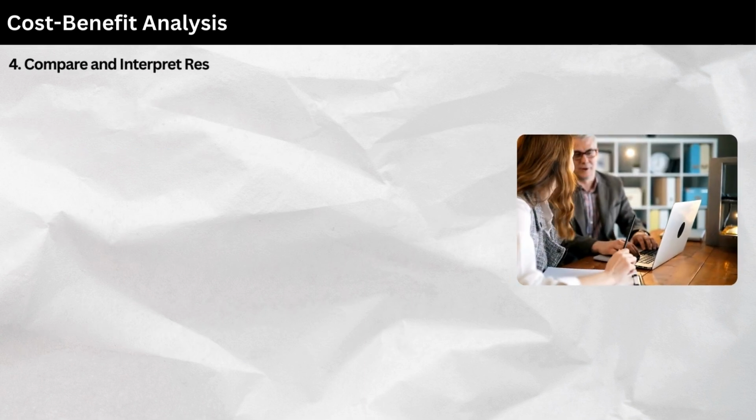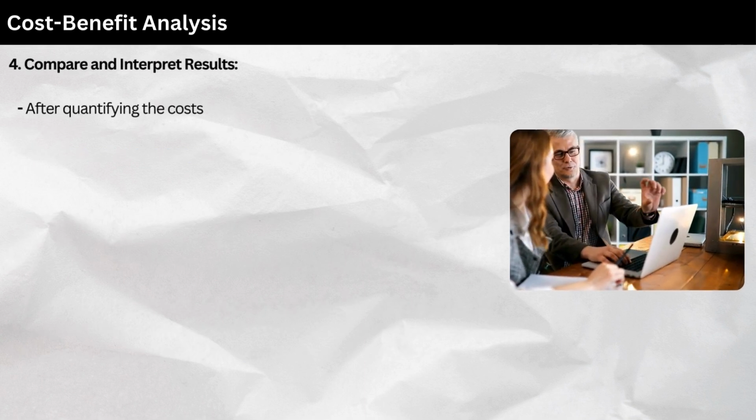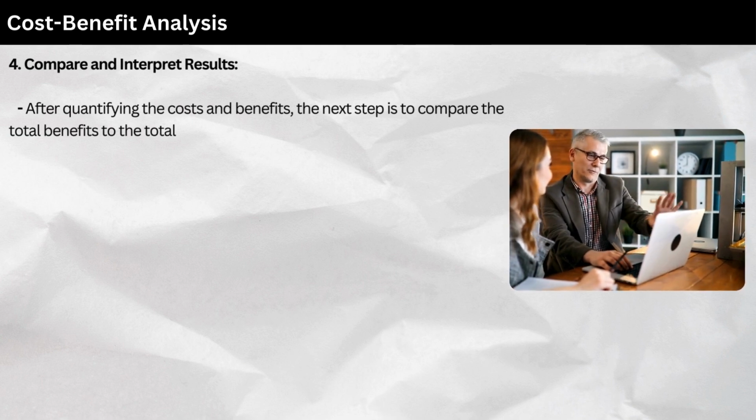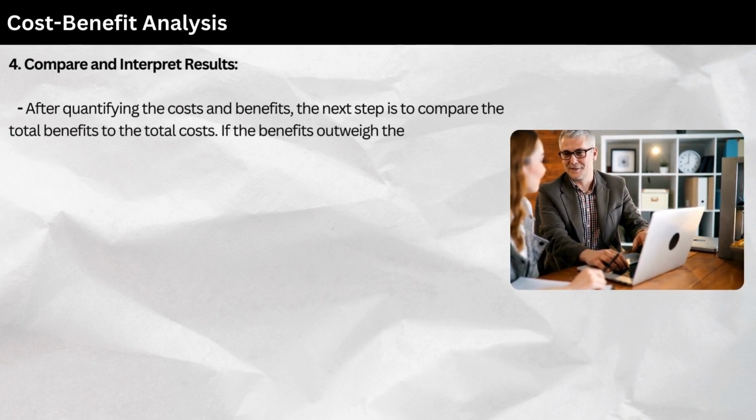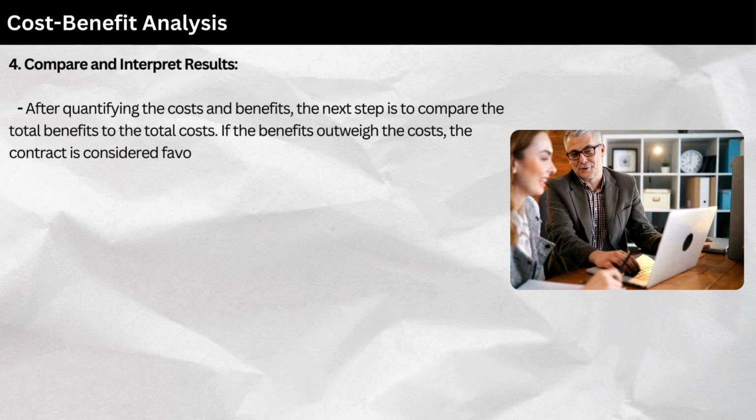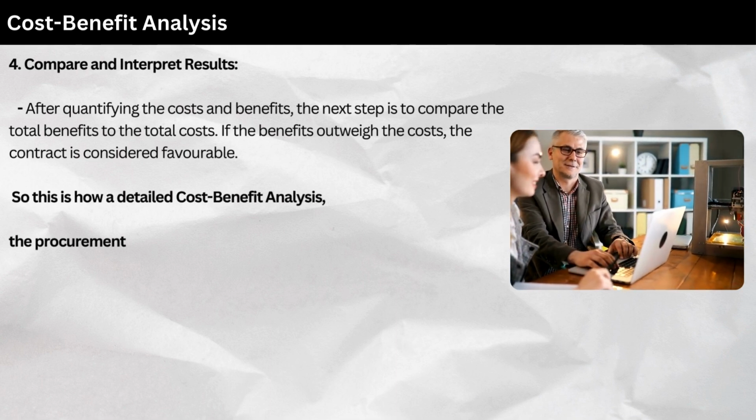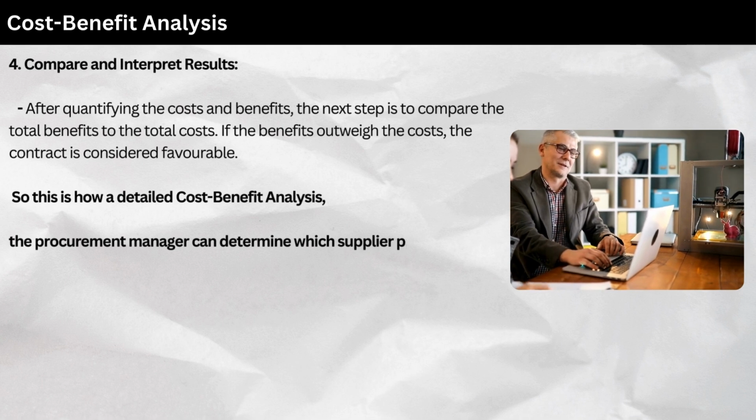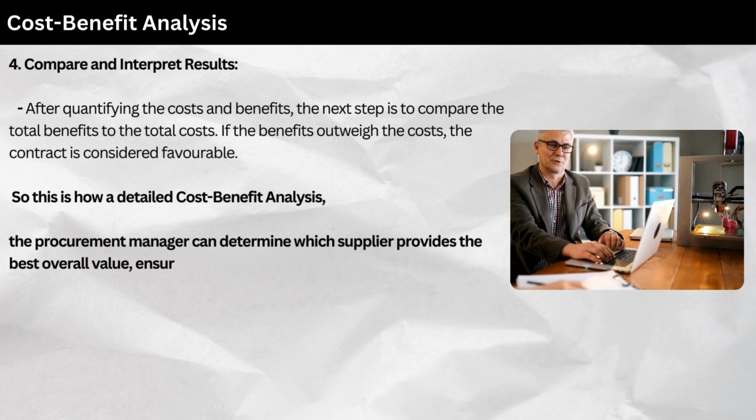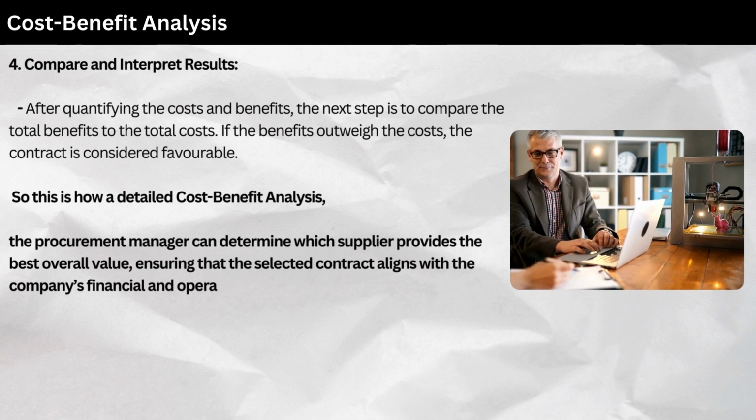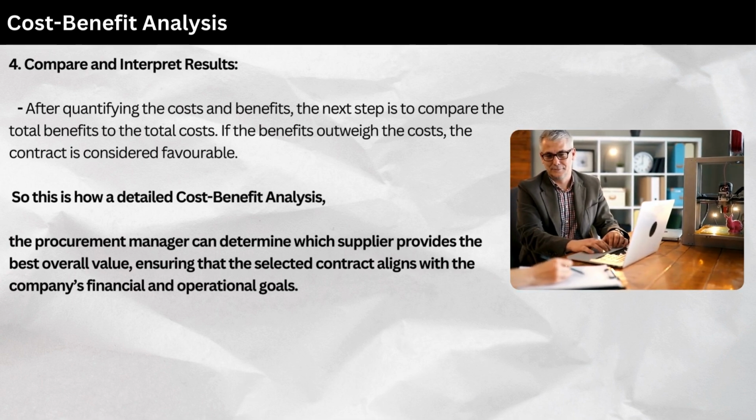4. Compare and interpret results. After quantifying the costs and benefits, the next step is to compare the total benefits to the total costs. If the benefits outweigh the costs, the contract is considered favorable. So with this detailed cost-benefit analysis, the procurement manager can determine which supplier provides the best overall value, ensuring that the selected contract aligns with the company's financial and operational goals.